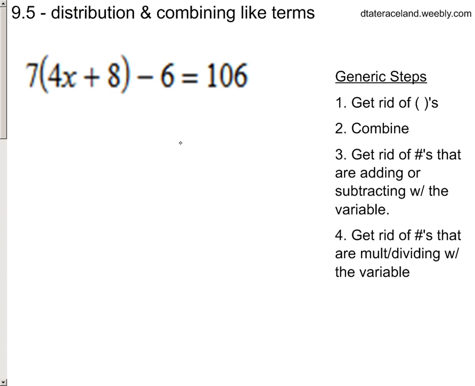Here we go. It's distributing and combining all in the same type of problem. So hopefully you know how to distribute, and hopefully you know how to combine like terms, and then it's just a matter of following the steps. So let's do this one. Let's get rid of the parentheses.